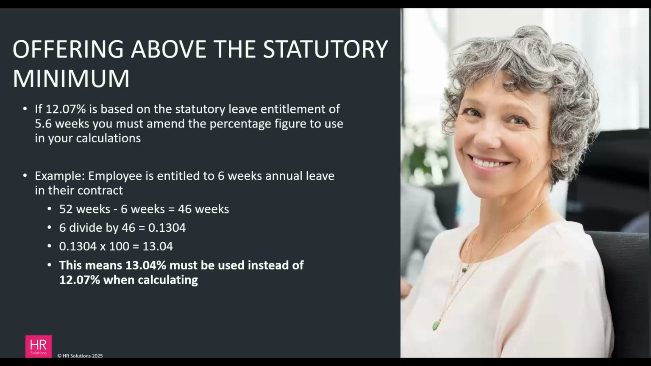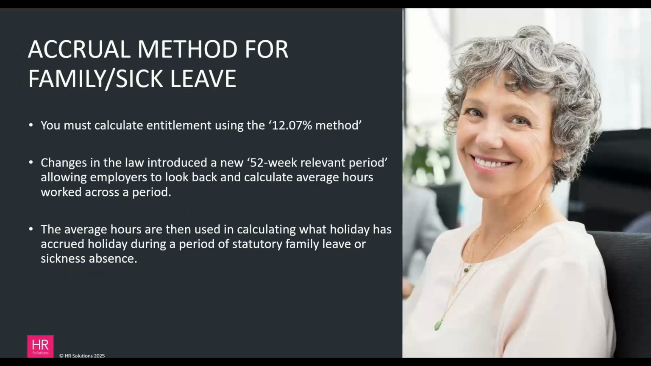So when there's a period of family leave or sickness, you calculate how much has been accrued, again using your 12.07% method. Obviously, like I just said, if you offer contractual, find the percentage relevant to you. And the reforms that came in last year introduced a new 52-week relevant period, which allows employees to look back and to calculate average hours worked across a period. And it's about finding those average hours and then using that in your calculation to find out what holiday has accrued during maternity leave, adoption leave, sickness absence.